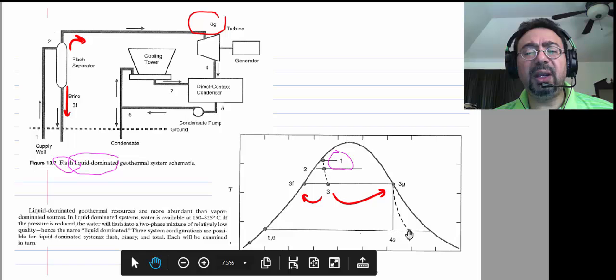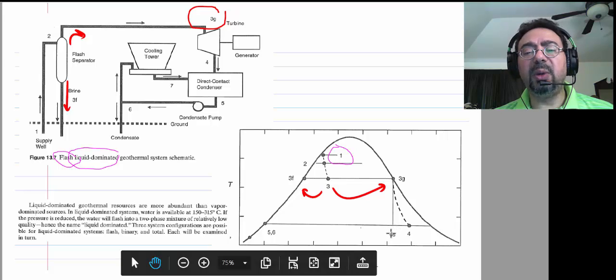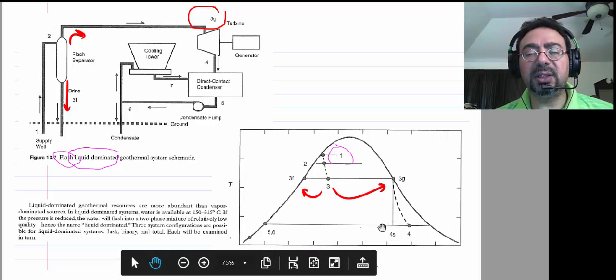So what do we do to figure out how much work is going through the turbine? You need H3G minus H4. How are you going to get this H4? First, let's try to get H4S. How are we going to get H4S? If only I knew the quality at 4S, I could get the H. How can I get the quality at 4S? Well, the entropy is the same, because it's isentropic expansion. So whatever the entropy over here will be the entropy over there.